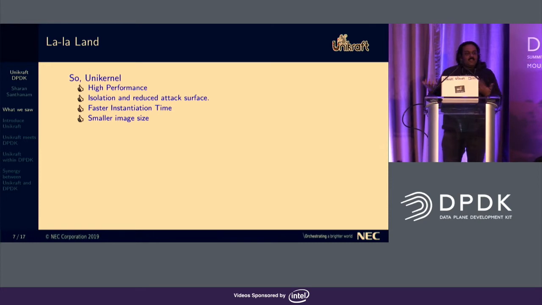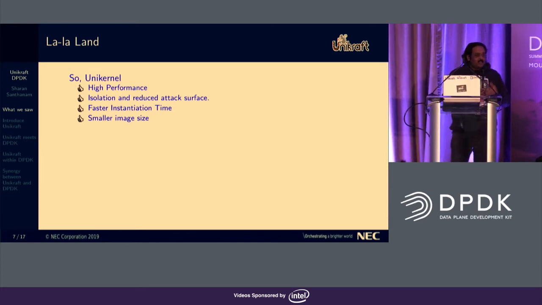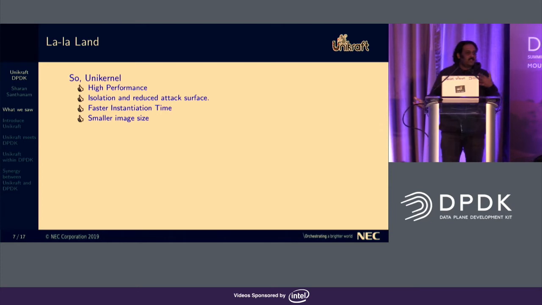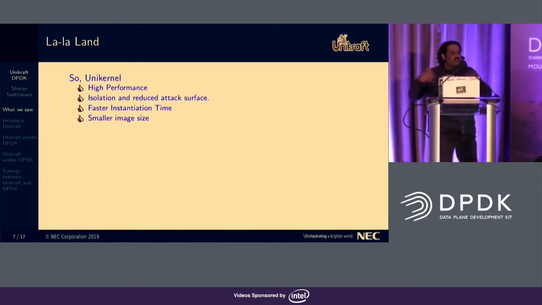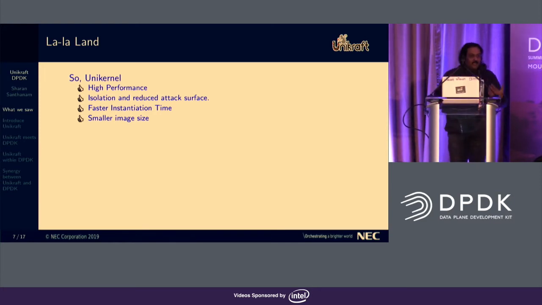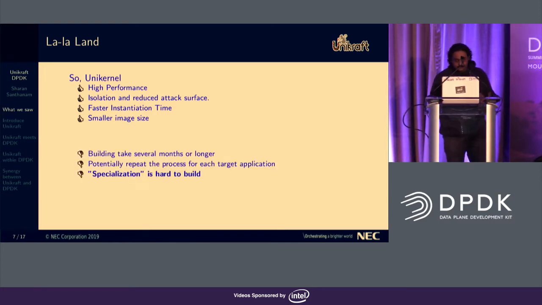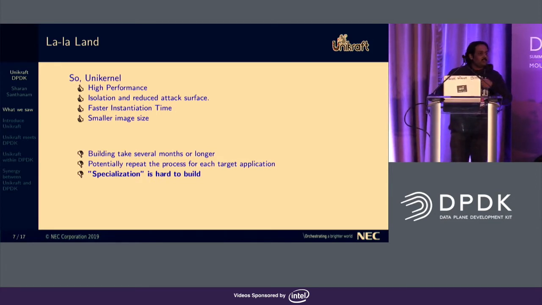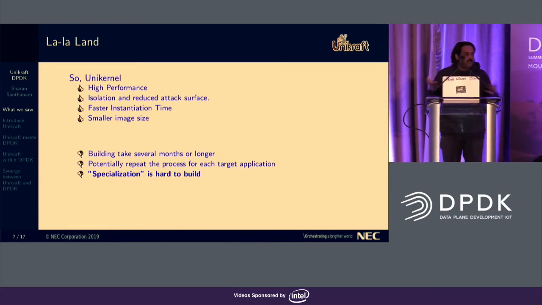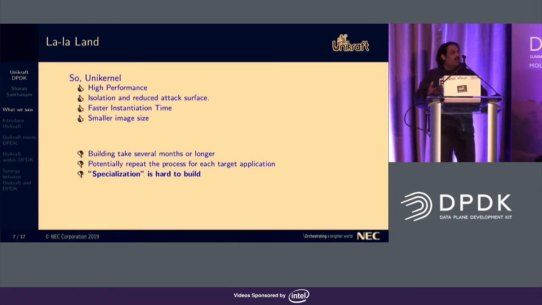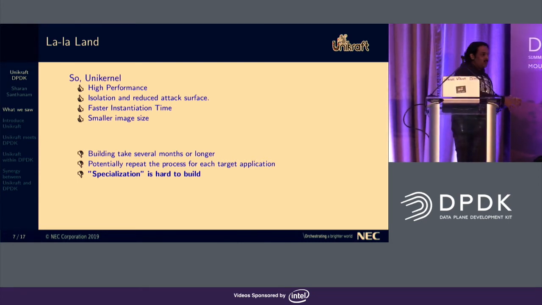So when you say unikernels, you seem to say that it gives you high performance, good isolation, less attack surface, and faster instantiation time. But it has not quite caught up. There are a number of reasons why that is the case. It takes quite a bit of a development cycle to build a unikernel. And we have had experiences where we had to build unikernels for specific use cases, and then build a similar unikernel for a separate use case where we couldn't generalize it yet.